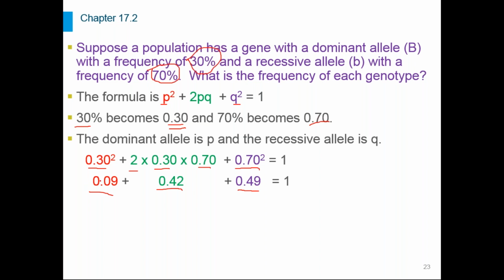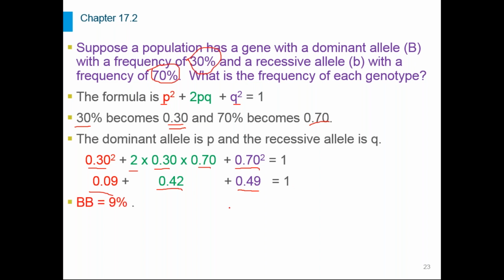If you want to check your work, you would add those three numbers up and find out, yes, they do equal 1, so that's good. We want our three numbers to equal 1. But with these questions, we just kind of want to know what's the frequency of each of those options.